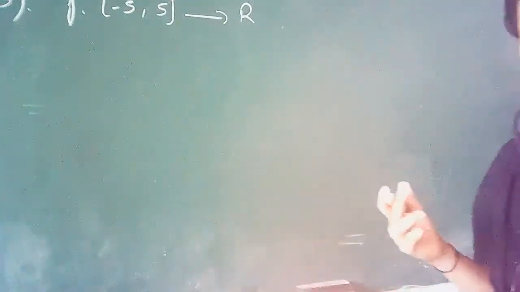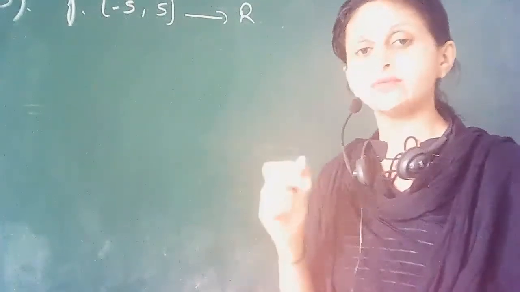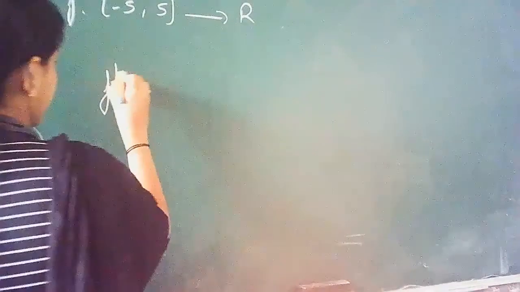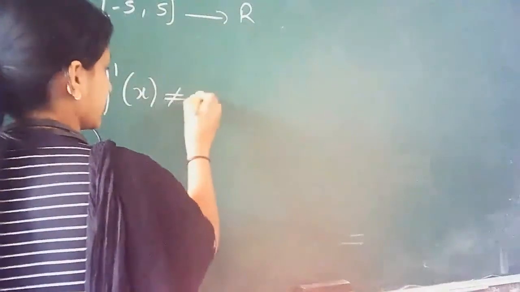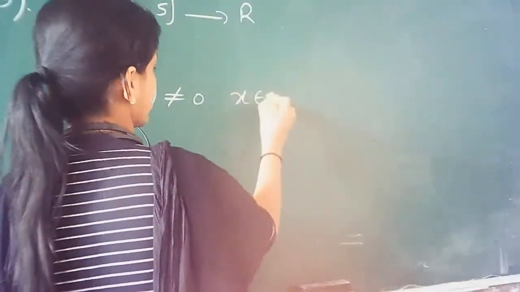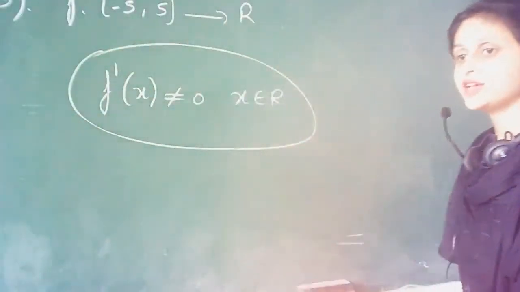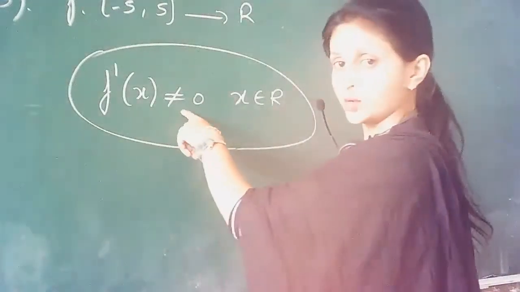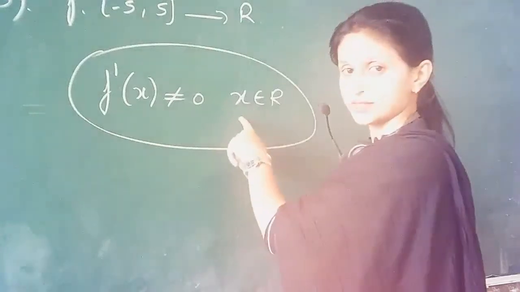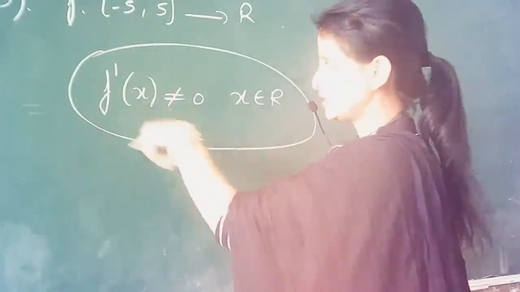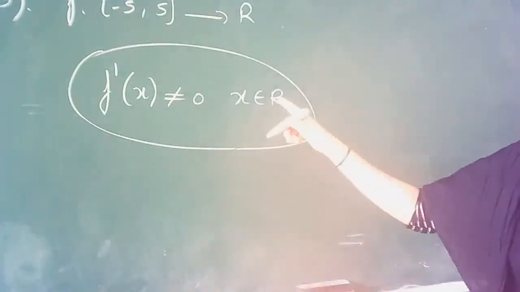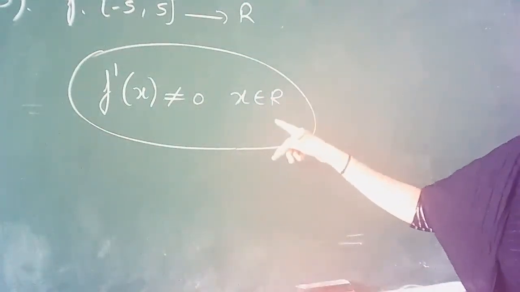The last, third thing they have given is important. They have told that f dash of x does not vanish anywhere. What does that mean? It means that f dash of x is never equal to 0 for any x belonging to R. f dash of x doesn't vanish anywhere means f dash of x is not equal to 0 for any value of x. This is true for any value of x. So this is the third given thing.